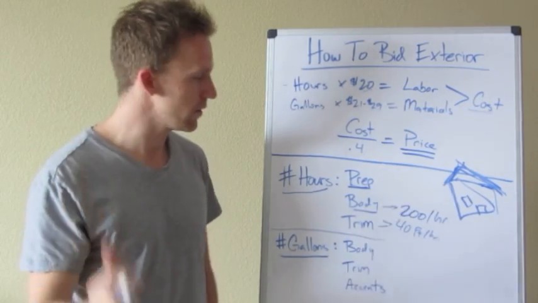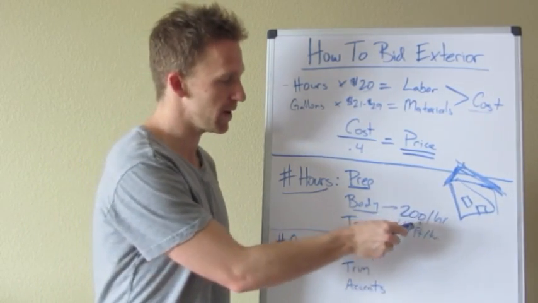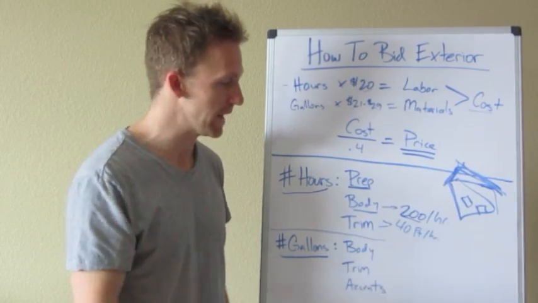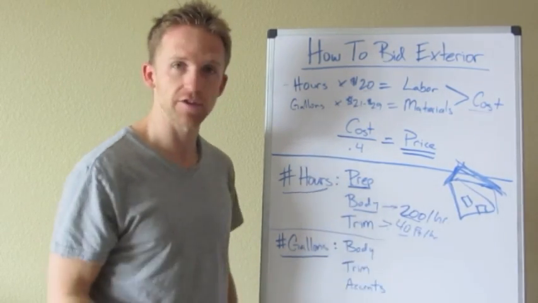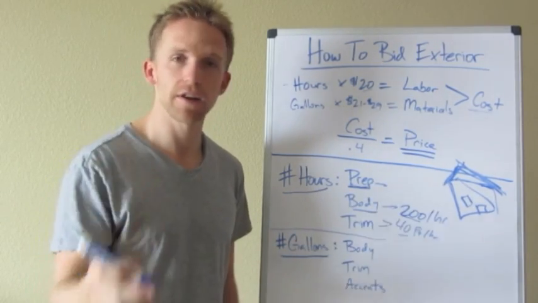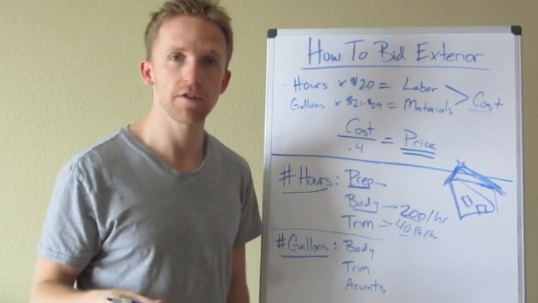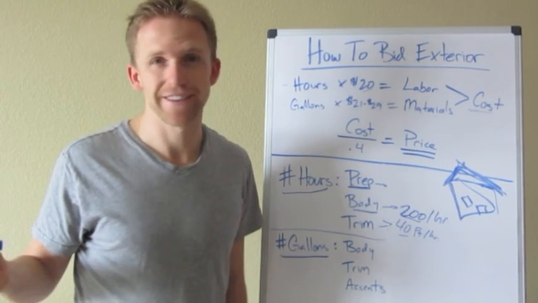So all you need to do is add up how many total square feet of body there is on the house, divide that number by 200, and you've got your hours for the body. Find out how many linear feet of trim is on the house, divide that by 40, and you've got the trim. Figure out how to estimate prep work by looking up online, talking to the local paint store, talking to subcontractors, guessing how long it's actually going to take you.